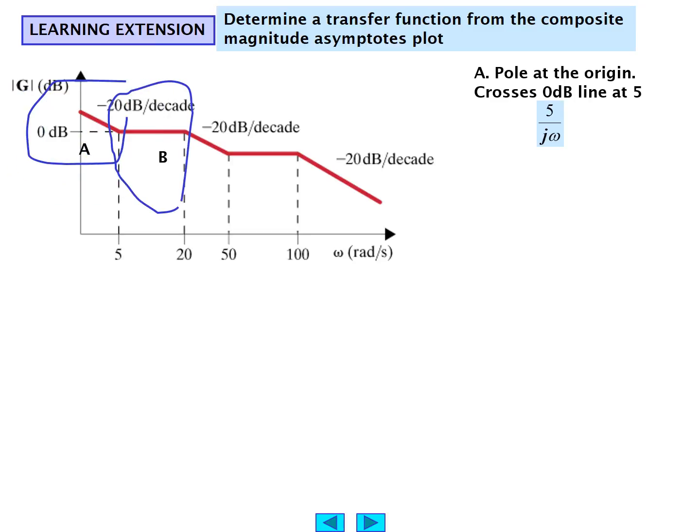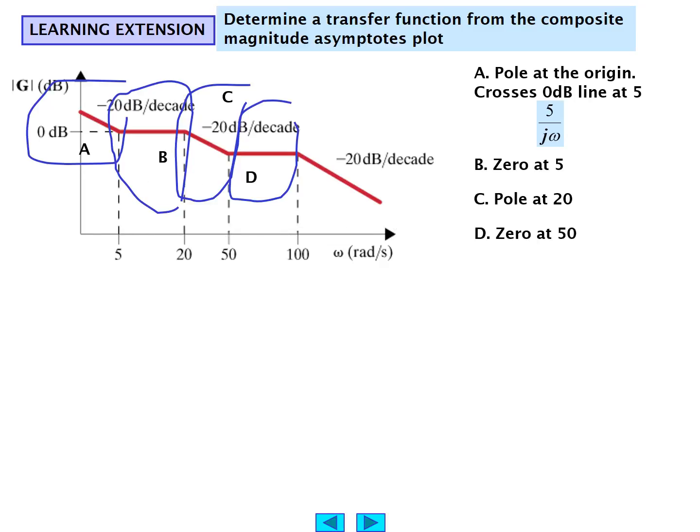Then we get a break from minus 20 dB per decade to a flat asymptotic value. So we know that means there has to be a compensating 0 at 5 to change the slope to 0. Then at C, we would get a pole at 20, which would then continue the minus 20 dB per decade asymptotic behavior. And then we would need some other compensation at 50 to make it flat again at D. So there must be a 0 at D at 50. And finally, there must be another break at 100, another pole at 100. As a result, minus 20 dB per decade.